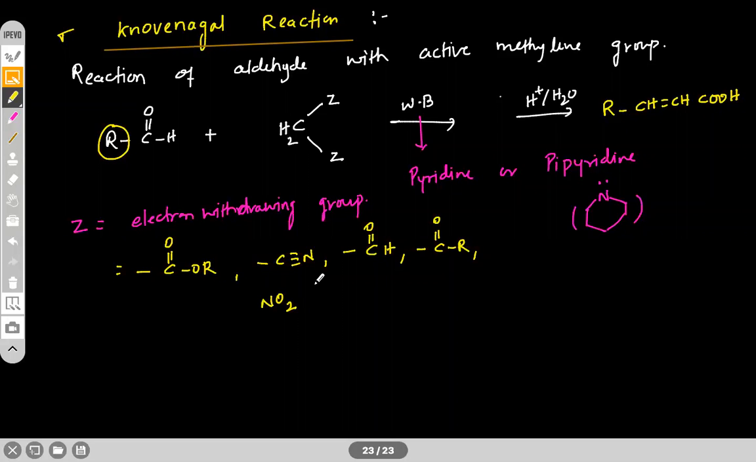Now you see how the reaction proceeds, the mechanism here and the product that we get. Can I go to the next slide? Yes, sir.